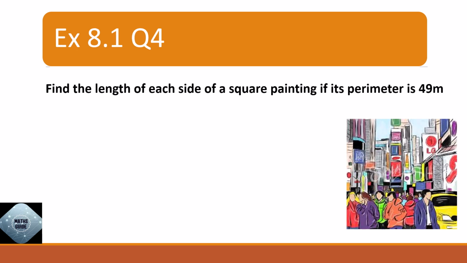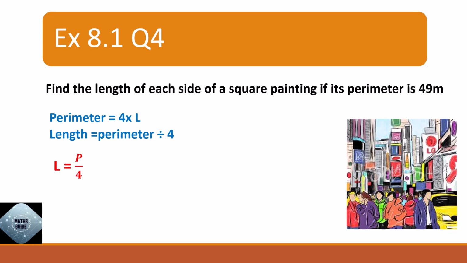This is question number 4. Find the length of each side of a square painting if its perimeter is 49 meter. We have been given a perimeter and we have to find out the length. Whenever the perimeter is given and we have to find out the length, instead of multiplying by 4, we will divide the perimeter by 4.